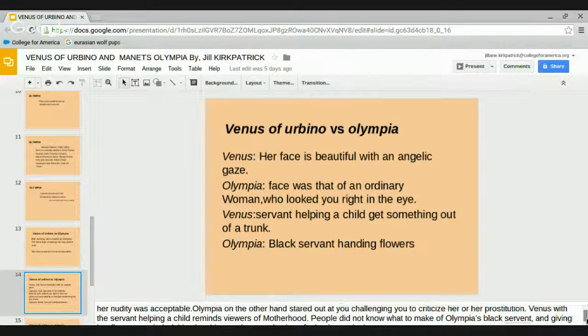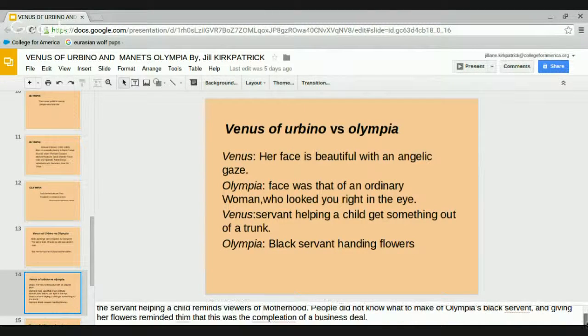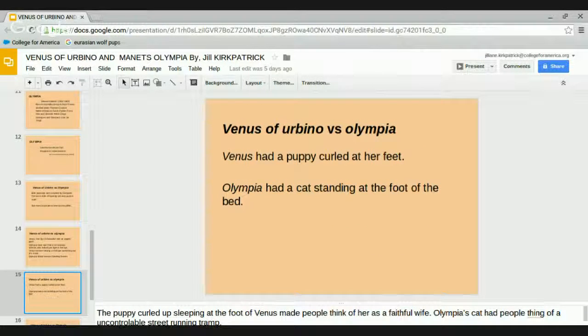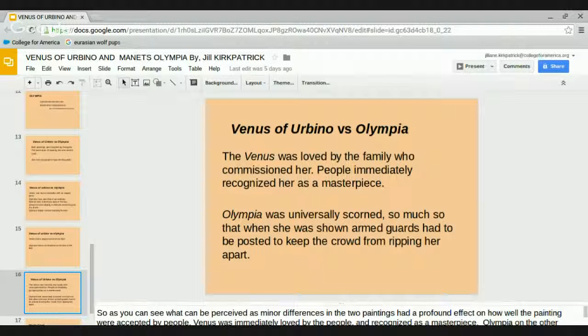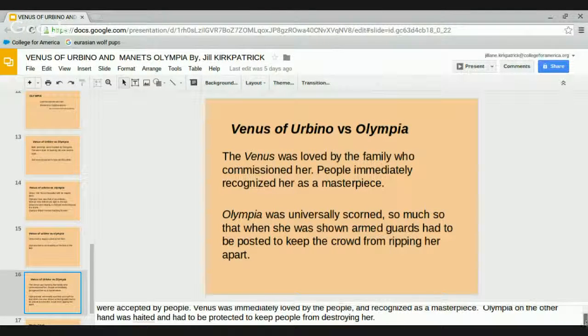Venus with the servant helping a child reminds viewers of motherhood. People did not know what to make of Olympia's black servant, and giving her flowers reminded everyone that this was the completion of a business deal. The puppy curled up sleeping at the foot of Venus made people think of her as a faithful wife. Olympia's cat had people thinking of an uncontrollable street-running tramp. So as you can see, what can be perceived as minor differences in the two paintings had a profound effect on how well the paintings were accepted by people. Venus was immediately loved by the people and recognized as a masterpiece. Olympia, on the other hand, was hated and had to be protected to keep people from destroying her.